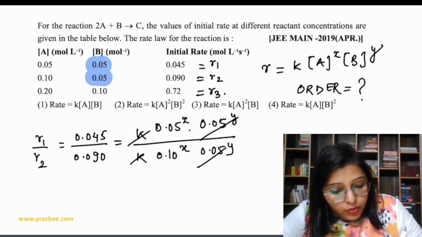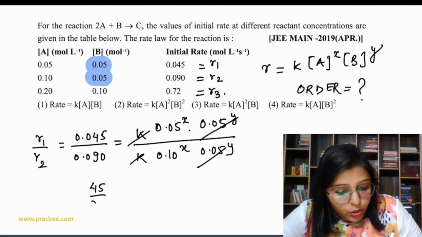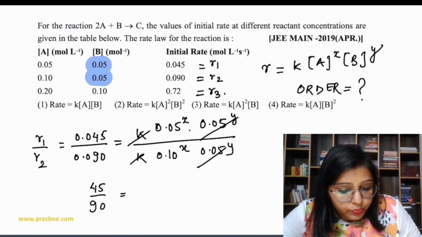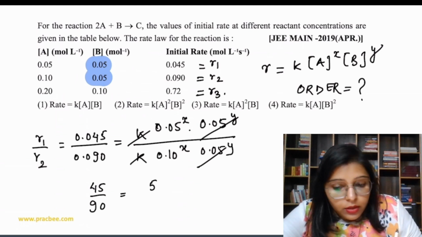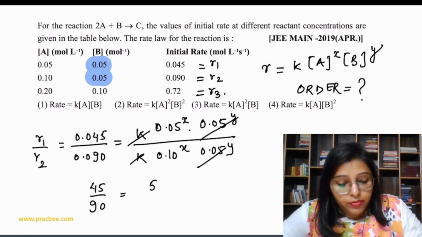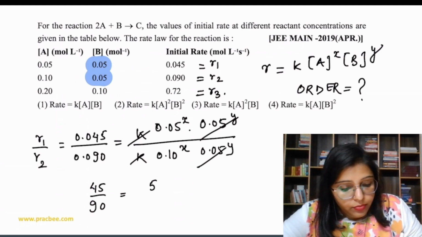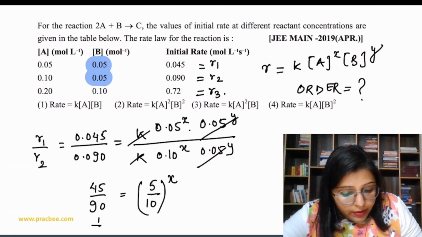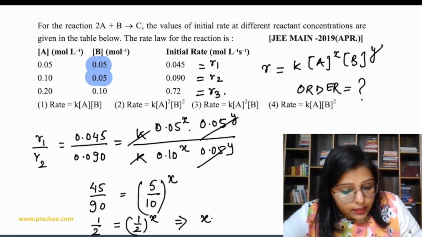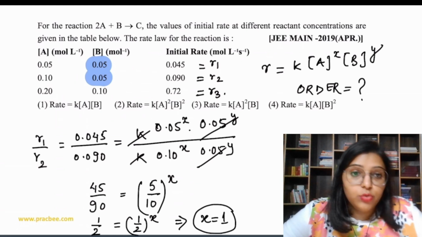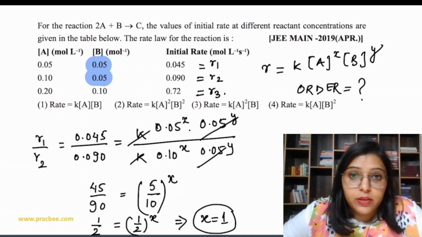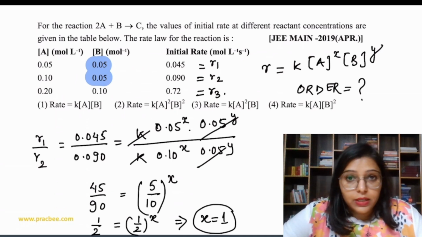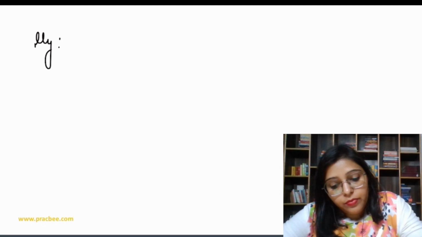So on solving, what do we get? We get 45 upon 90, which is equal to 5 upon 10 to the power x. Okay, so this is equal to 45 upon 90, 1 by 2, 1 by 2 to the power x. So on comparing this, the value of x is going to be 1, or the order with respect to A is 1. Okay? Now similarly we have to find the value of y.